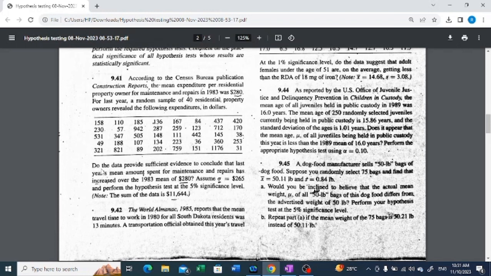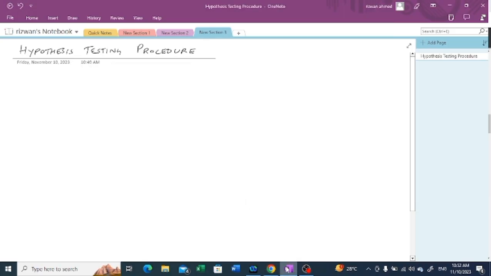Now we are asked, do the data provide sufficient evidence to conclude that last year's mean amount spent for maintenance and repairs has increased over the 1983 mean of $280? Here we are given an assumption regarding the population standard deviation: assume sigma to be equal to $265, and perform the hypothesis test at the 5% significance level. We are also given the sum of the data as 11,644. So I'm now going to note down the data.